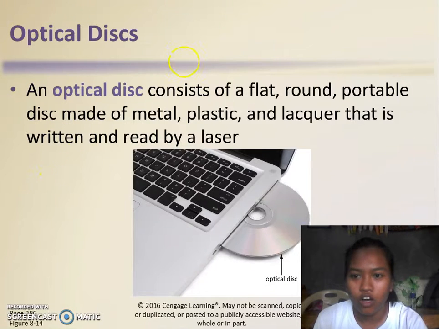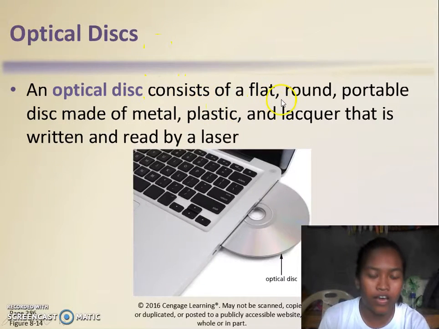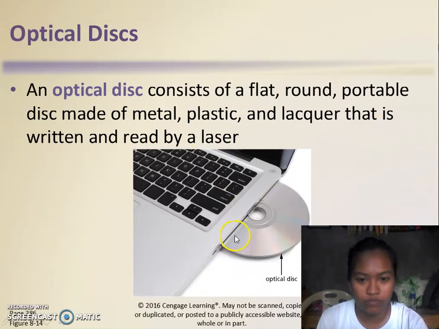Optical disk. Optical disk consists of a flat, round, portable disk made of metal, plastic, and lacquer that is written and read by a laser.